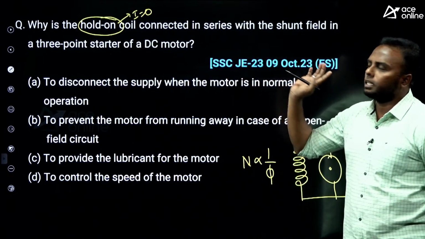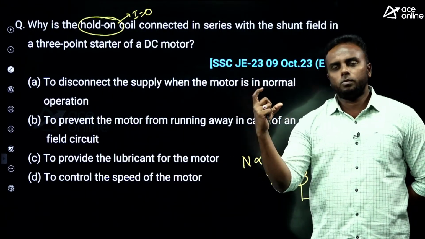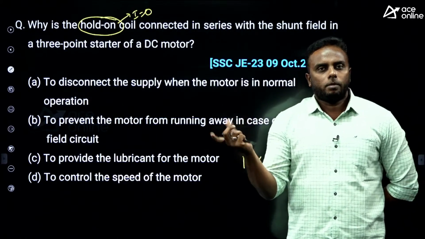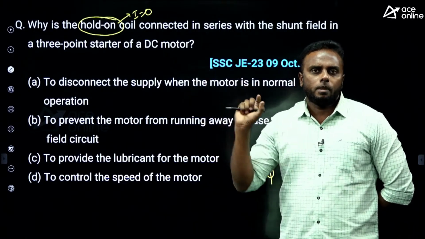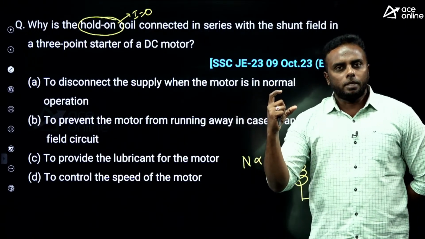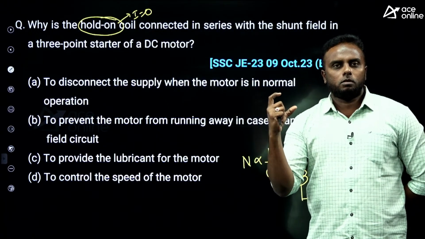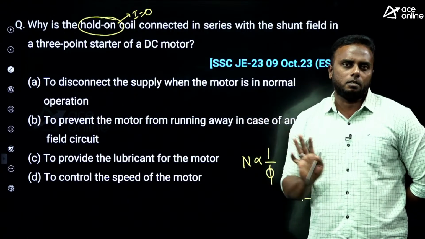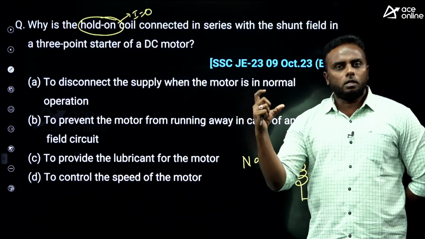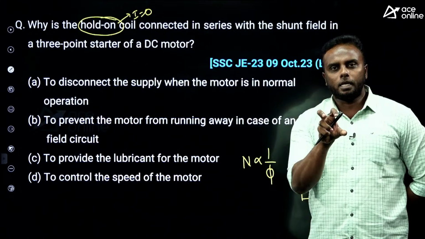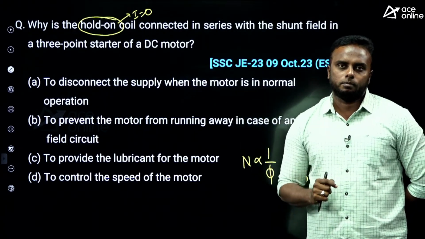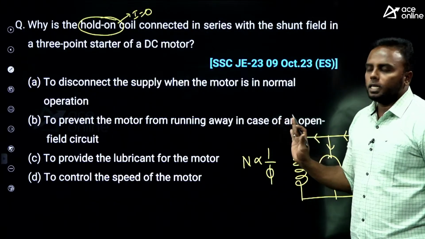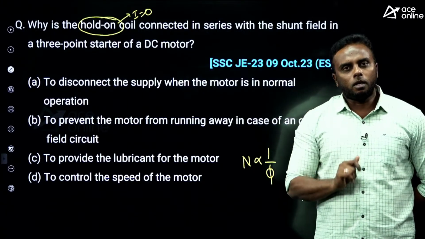But whenever this field got opened, what is the strength of this magnet? 0, because no current is passing in that magnet or holding coil. Because of that, that magnet becomes completely zero field, means demagnetized simply. Then it cannot hold the handle. Then there is a spring at the bottom of the handle. That spring pulls the handle to off position. So motor is protected from that abnormal operation of motor.